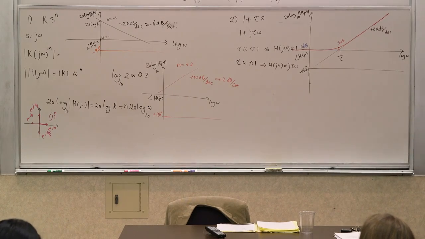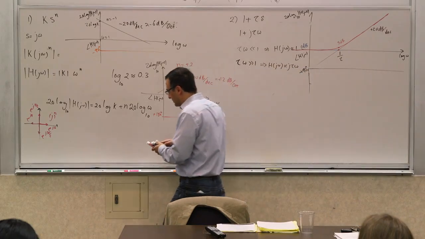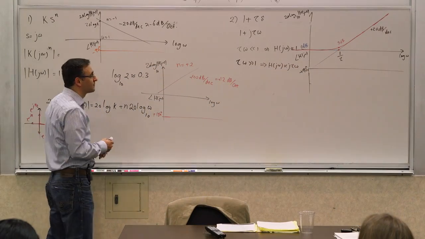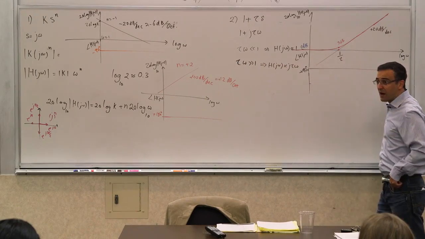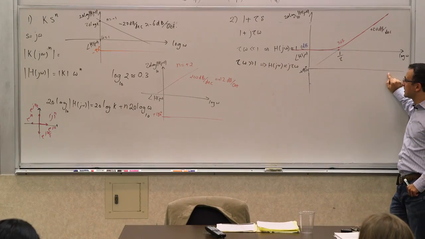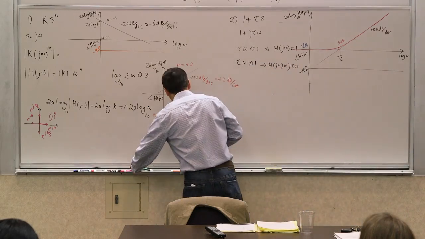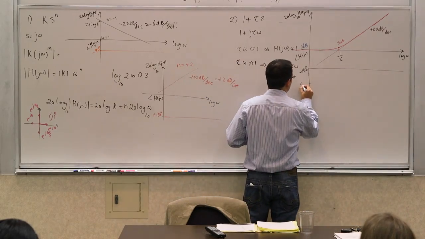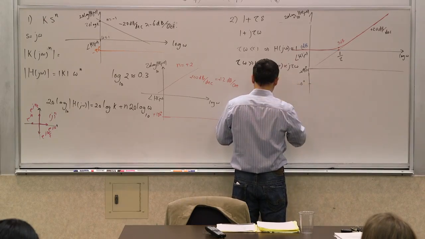Okay. Now, any other questions? All right. So now, how about the phase? So the amplitude part we basically determined. How about the phase part? So we know the phase at very high frequencies is plus 90 degrees, right? And we know that, so let's say this is 0 degrees. And we know at very low frequencies, it's 0 degrees.